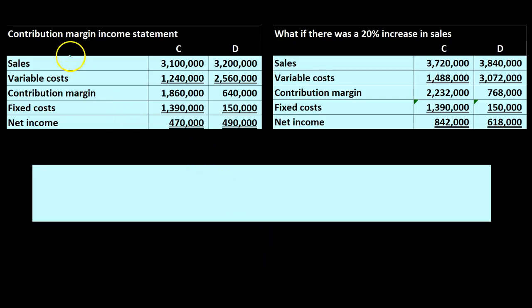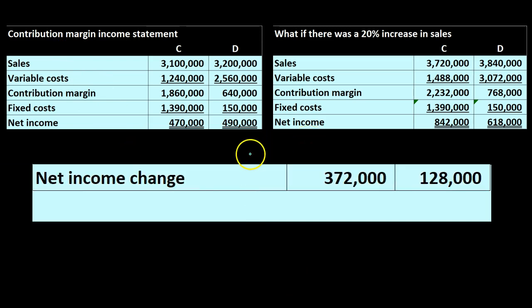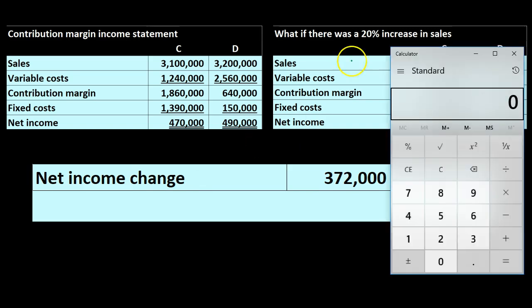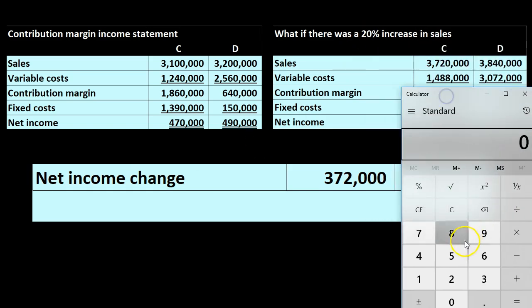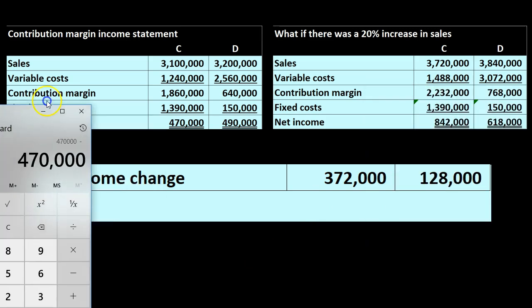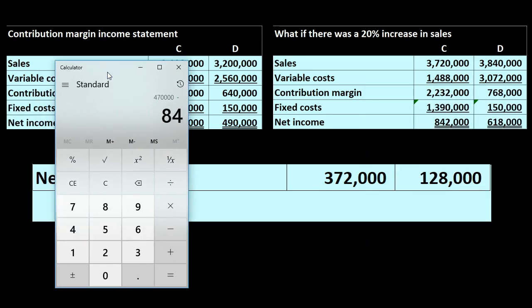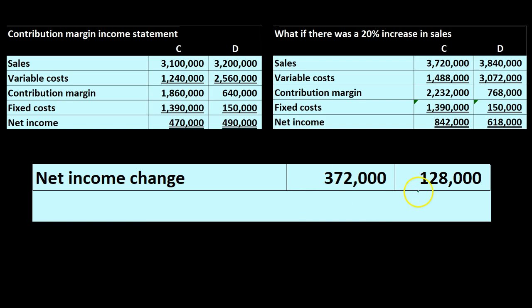We're going to say, here's the contribution margin income statement before. Here it is after. We could say that the net income change for C and D, so if we calculate C again, it's going to be the 470,000 minus the after number, which is 842,000, and there gives us our $372,000 change. So there was an increase of 372 versus 128 when there was a 20% increase in sales. That's useful. You can see that big difference here.